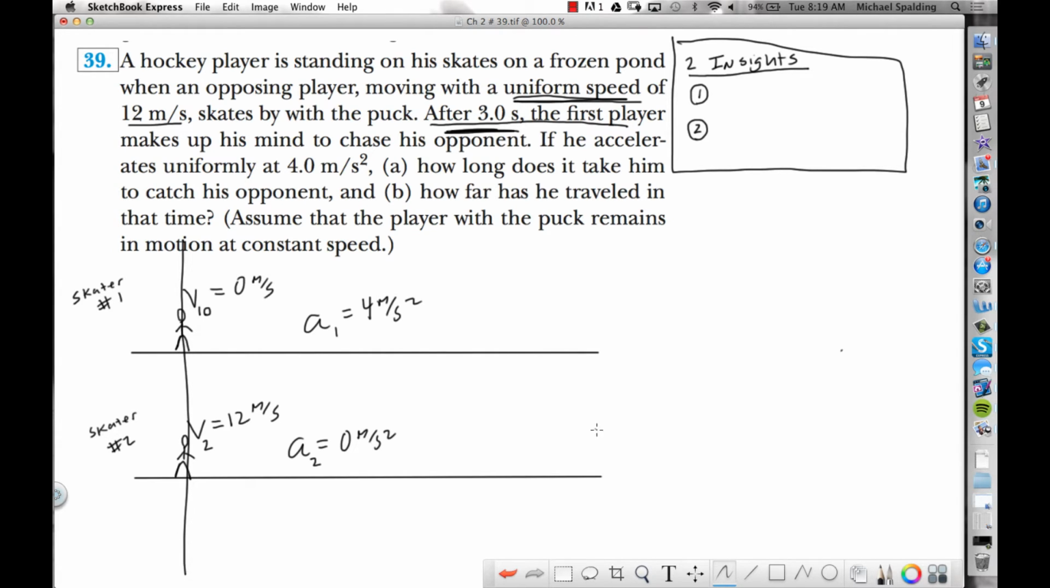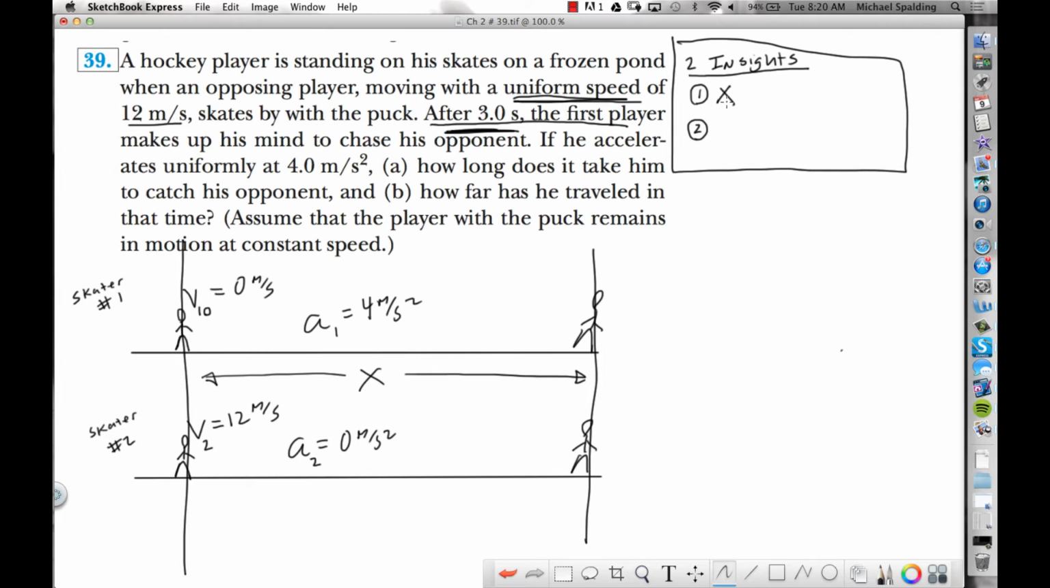Now, when does the problem end? The problem ends, so here's skater number 2, he's moving at a constant speed. The problem ends when skater 1 catches up to skater 2. That's when the problem ends. Bam! What's the first insight? Both skaters have the same, what? Distance or displacement. X, the displacement, is the same for both skaters from start of problem to end of problem. They're both covering the same ground.